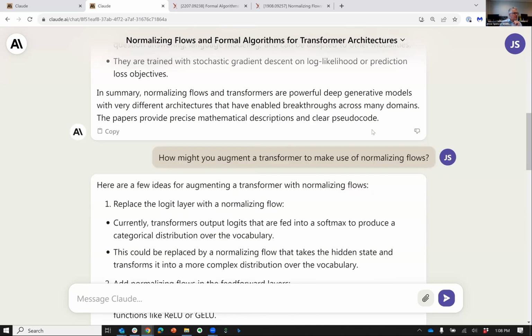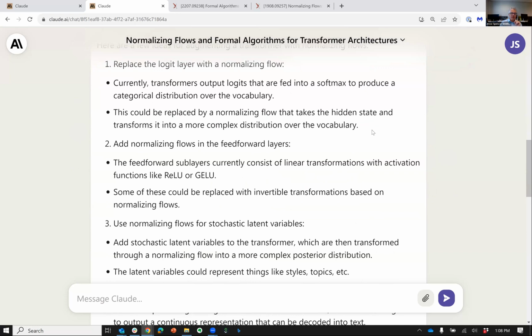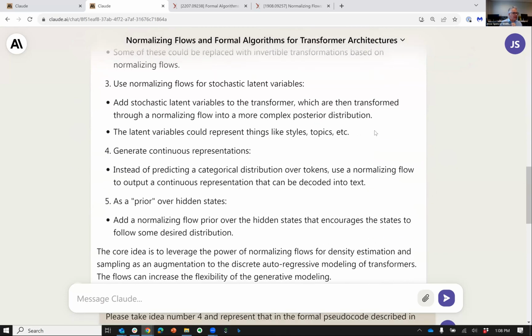Here are a few ideas for augmenting a transformer with normalizing flows. Okay, replace the logit layer with a normalizing flow. Not a bad idea. Computationally, probably not a good idea, but interesting. One that I hadn't thought of. Add normalizing flows in the feed-forward layers. Okay, also kind of interesting. Now, this is interesting: using normalizing flows for stochastic latent variables. I would not have thought of this. I don't know if it's a good idea, but now I'm thinking about how these two very different approaches might have something to do with one another.